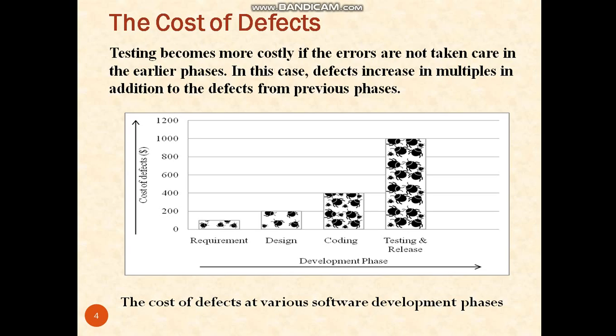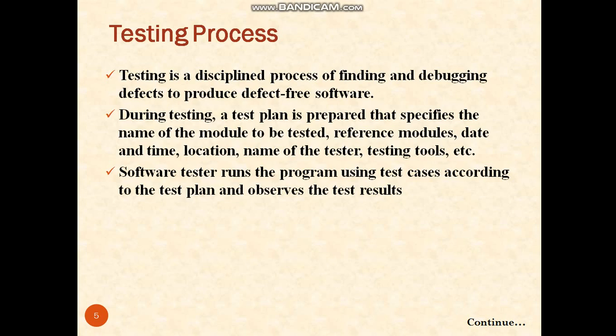This is the diagrammatical representation of the cost of defects across requirements, designing, coding, testing, and release. Then one more is the testing process. Testing is a disciplined process of finding and debugging defects to produce defect-free software.